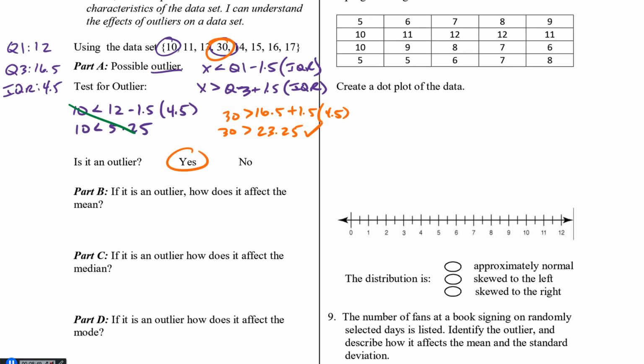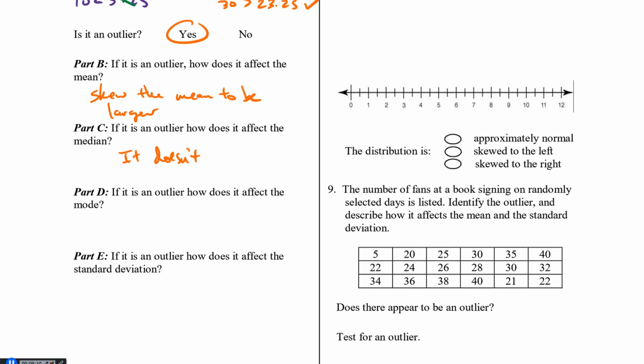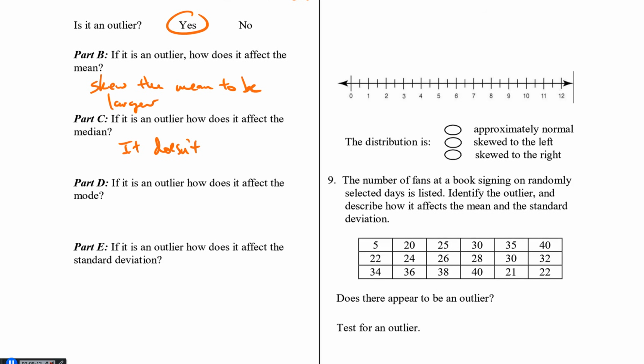How does that outlier affect the mean? Well, since the outlier is larger, it's going to skew the mean to be larger. How does it affect the median? It doesn't. The median is the middle number. The middle number doesn't change regardless if there's an outlier. If it is an outlier, how does it affect the mode? It doesn't, once again, because the mode is the number that shows up the most.